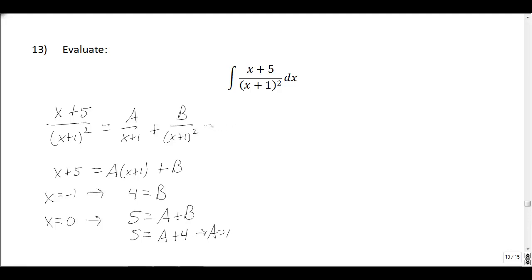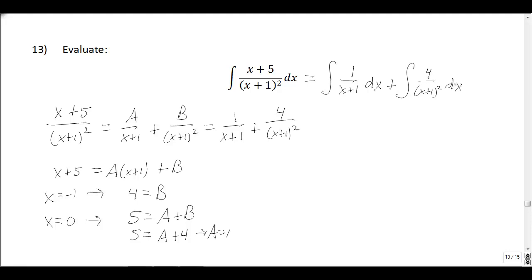So what I get here is (x + 5) over (x + 1) squared. Again, no calculus really here, this is just algebra. This is the same thing as 1 over (x + 1) plus 4, since B is 4, over (x + 1) squared. So we just rewrote this rational function inside. Now I'm going to do an integral: the integral of 1 over (x + 1) dx plus the integral of 4 over (x + 1) squared dx. The whole idea is that each of these is easier to integrate individually than the initial one.